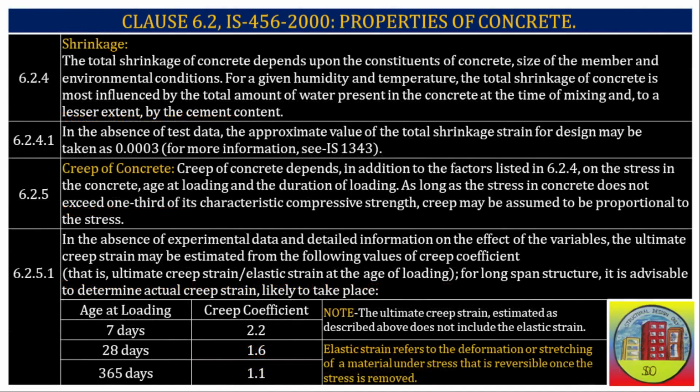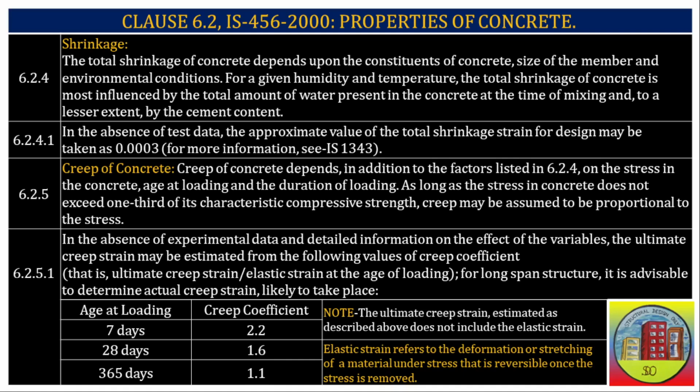Continuation of Clause 6.2, IS 456:2000, Properties of concrete. Clause 6.2.4, Shrinkage. The total shrinkage of concrete depends upon the constituents of concrete, size of the member and environmental conditions. For a given humidity and temperature, the total shrinkage of concrete is most influenced by the total amount of water present in the concrete at the time of mixing and, to a lesser extent, by the cement content.